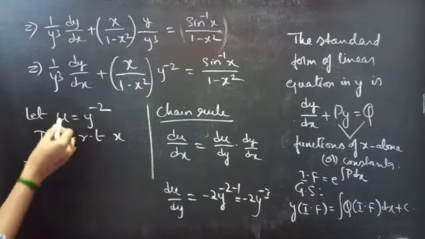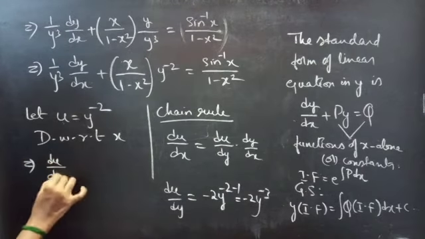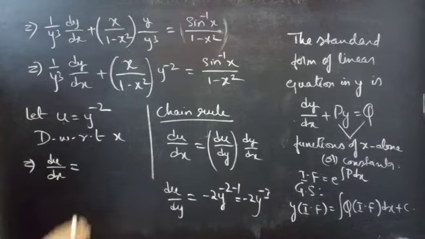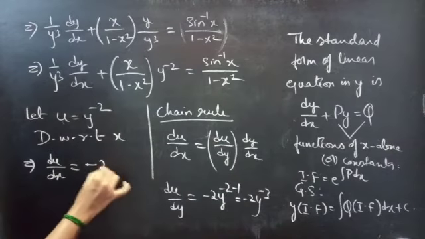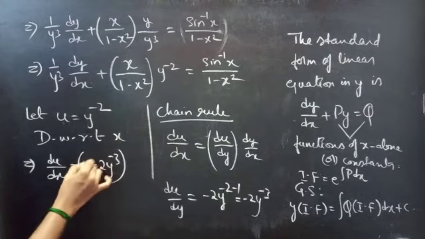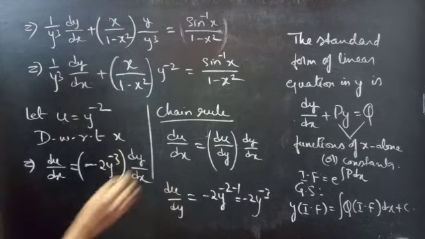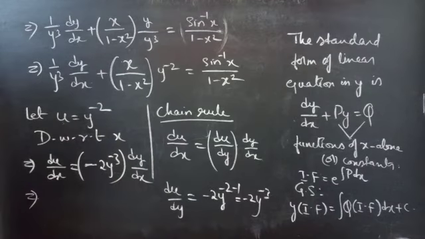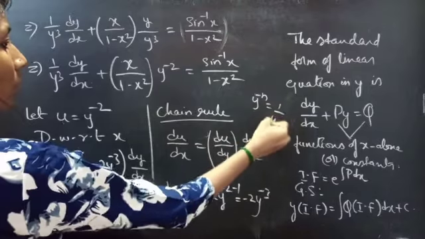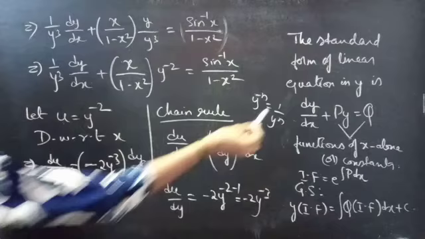Then the derivative of this with respect to x will be du/dy, which is minus 2 into y power minus 3, into dy/dx. Since we know that y power minus n equals 1 by y power n, you can replace y power minus 3 as 1 by y cube.